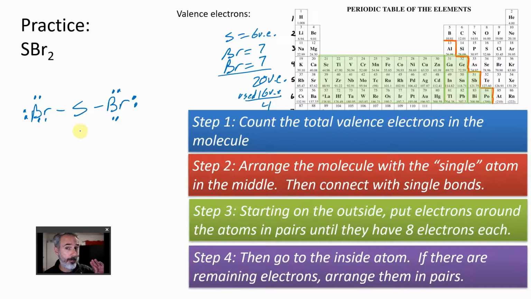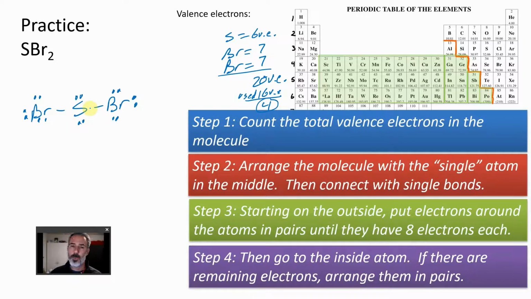Is the sulfur happy right now? And I don't mean to say happy, but you know it got into this to have 8 electrons. How many electrons does it have right now? It only has 4 electrons, that's right. Now the good news is we have 4 electrons left over. So I'm going to go to the top, I'm going to go to the bottom.